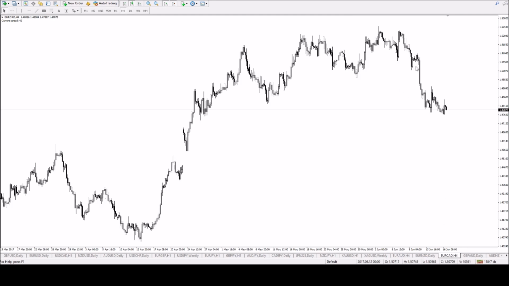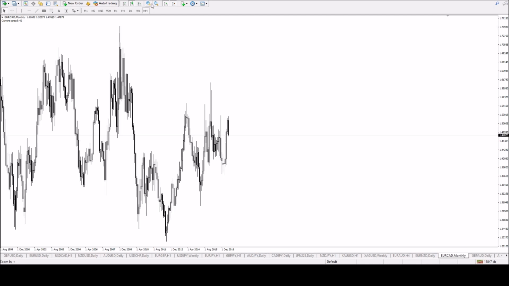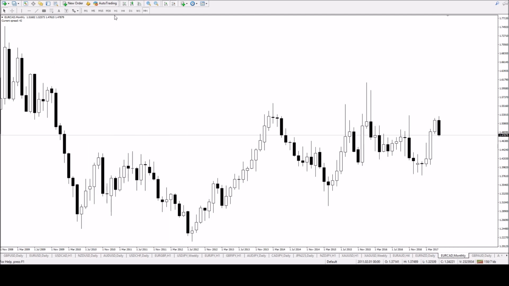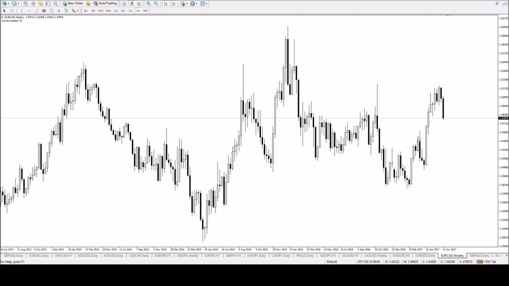Euro CAD supporting the same thing, you know. Going to the monthly, you know, this is looking very bearish. Weekly, yep, there is resistance.